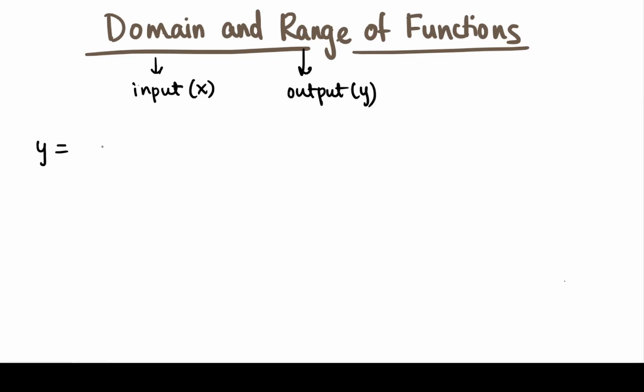Let's do y equals 1 plus x squared. Here, this is a parabolic function which is shifted 1 unit in the positive y-axis. So the domain for this function would be all possible x values. Here, we can input any value of x. There is no restriction for us to put a value of x. So the domain would be all values of x.